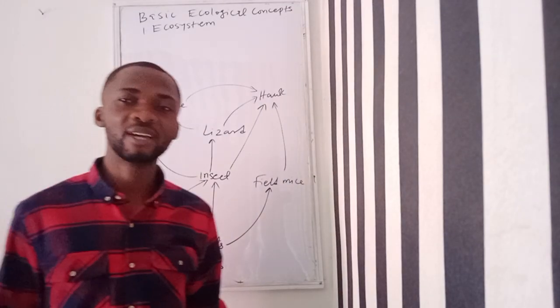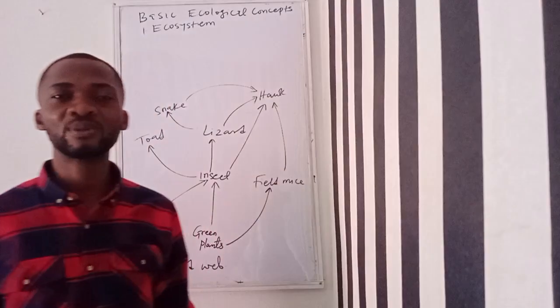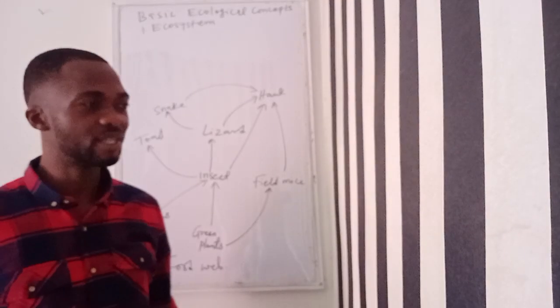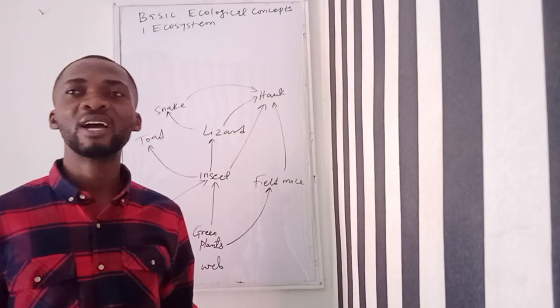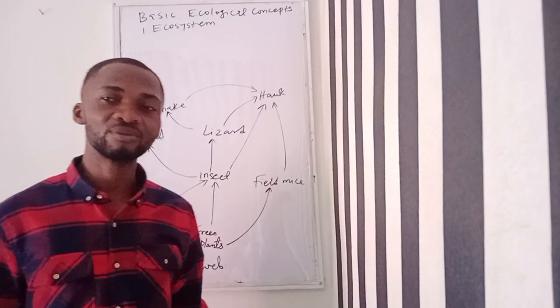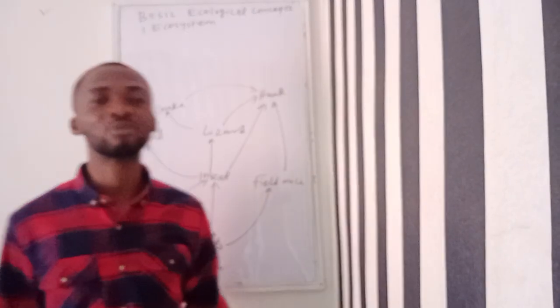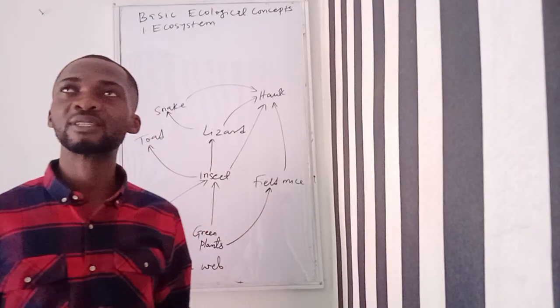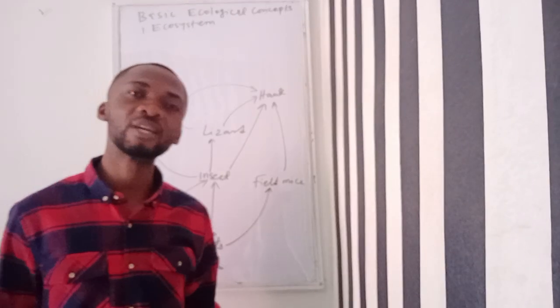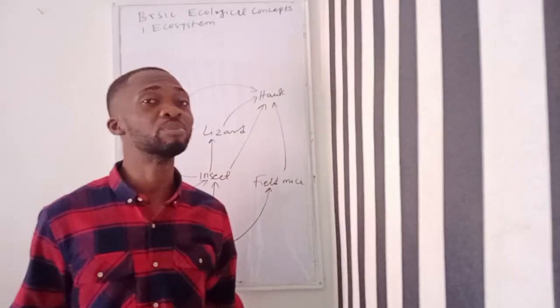So I used to tell my students that if all the plants in the world should have a meeting now and say that they are no longer interested in producing food, then of course life will automatically cease on Earth. And some scientists have postulated that life will cease on Earth in the next 1 billion years.